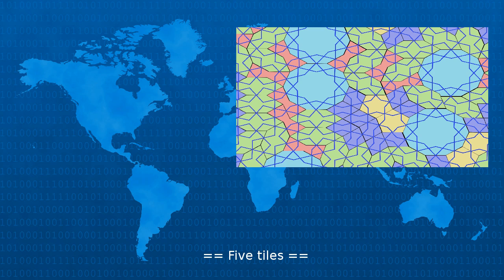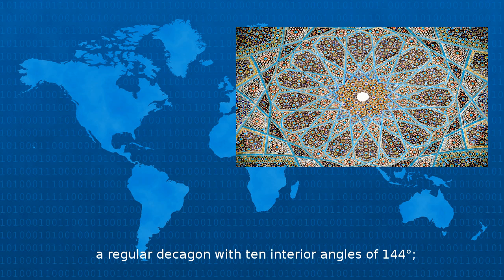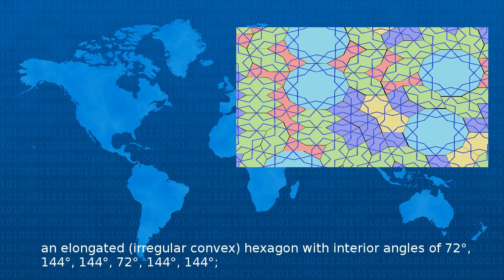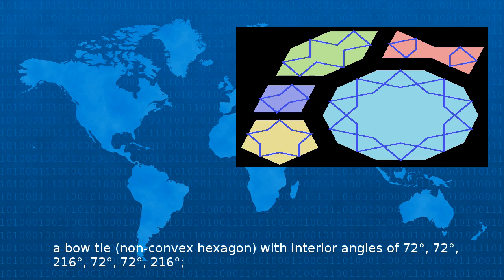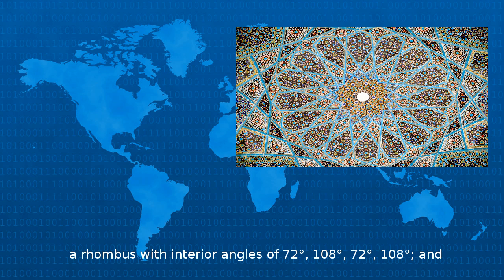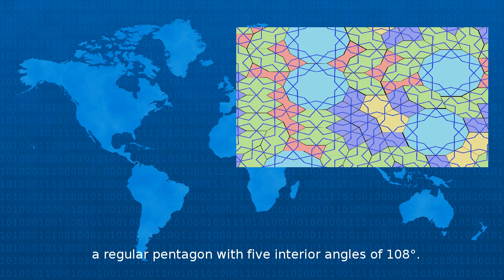The 5 shapes of the tiles are: a regular decagon with 10 interior angles of 144 degrees, an elongated, irregular convex hexagon with interior angles of 72, 144, 144, 72, 144, 144 degrees, a bow tie, non-convex hexagon, with interior angles of 72, 72, 216, 72, 72, 216 degrees, a rhombus with interior angles of 72, 108, 72, 108 degrees, and a regular pentagon with 5 interior angles of 108 degrees.